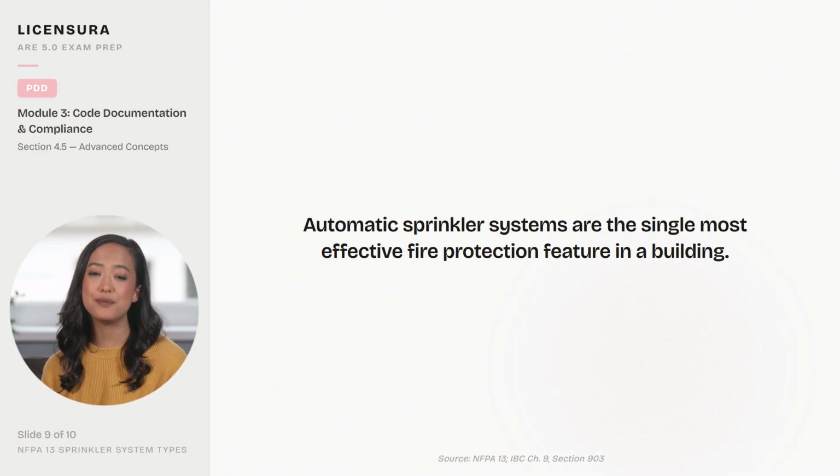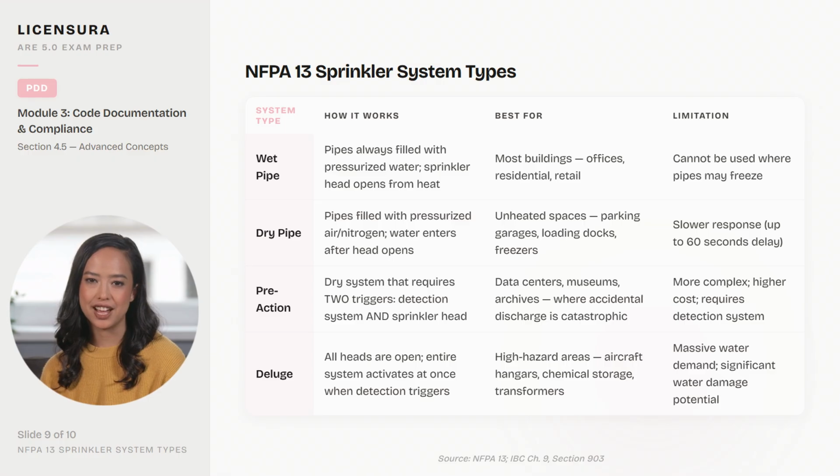Automatic sprinkler systems are the single most effective fire protection feature in a building. Understanding the four main types and when each is required or appropriate is critical for both code compliance and the ARE. The NFPA 13 Sprinkler System Types table covers the four main systems. Wet pipe is the standard. Pipes always filled with water, fastest response.